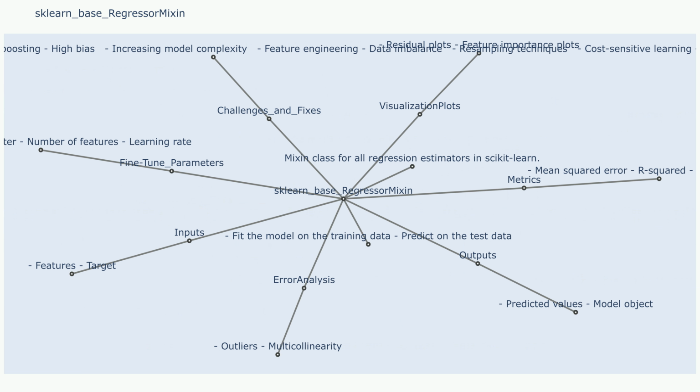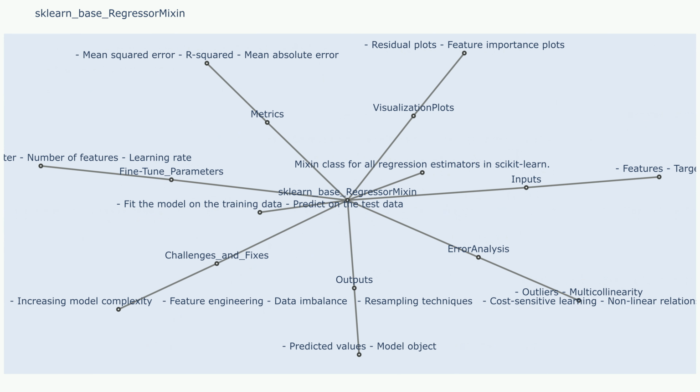Outputs. Trained model. After fitting the model with training data, the RegressorMixin object itself represents the trained model, ready to make predictions. Predictions. When given new input data features, the trained model can generate predictions for the target variable. These predictions are typically in the form of a NumPy array.